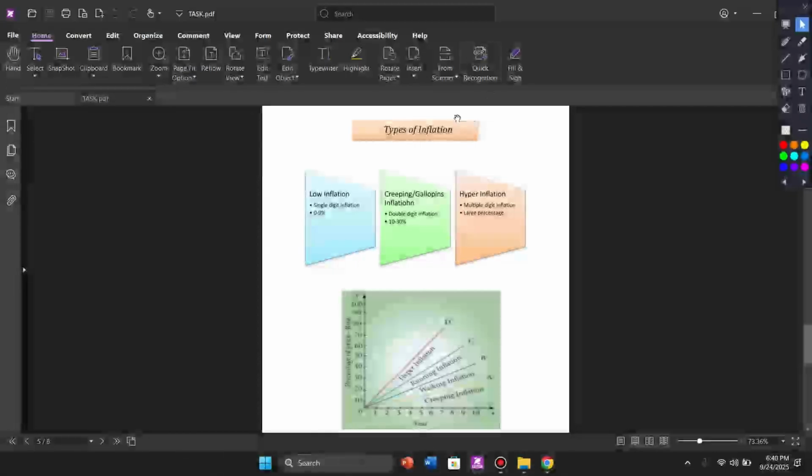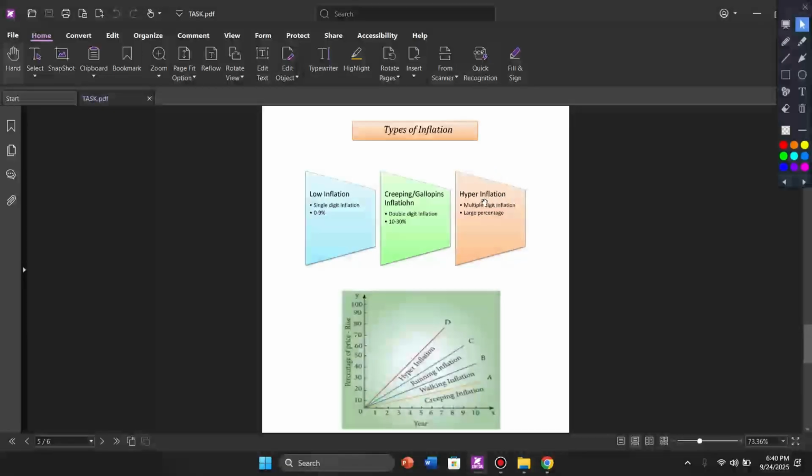different numbers. Okay, now let's talk about the important topic, which is types of inflation. We can see there are three types of inflation: low inflation, creeping or galloping inflation, and hyperinflation. So what is low inflation? Low inflation is when in the economy the inflation rate is between 0 to 9%, meaning single digits. And what is creeping or galloping inflation? Creeping or galloping inflation is basically double digit inflation. It basically ranges around 10 to 30%, but it can go above. And what is hyperinflation?